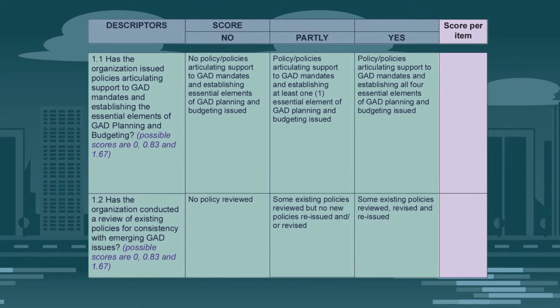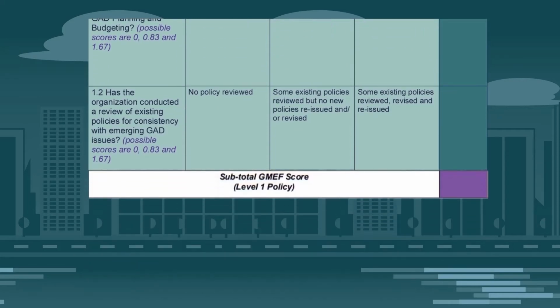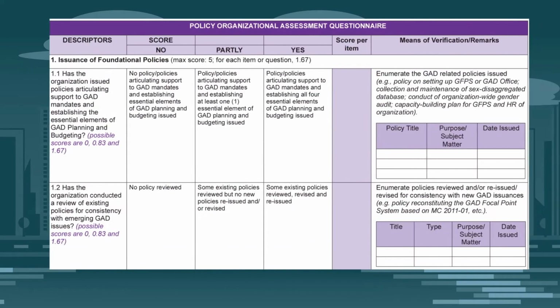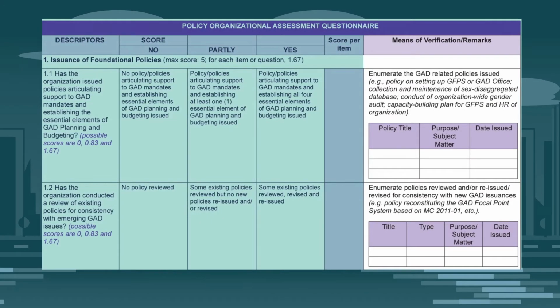Score per item. The organization should write the score or rating per question in this column. At the end of every sublevel, a subtotal GMEF score should be indicated. Means of verification or remarks. The last column identifies the required MOVs to validate the score or rating for each question. It also contains additional questions to substantiate or justify the score or rating received.